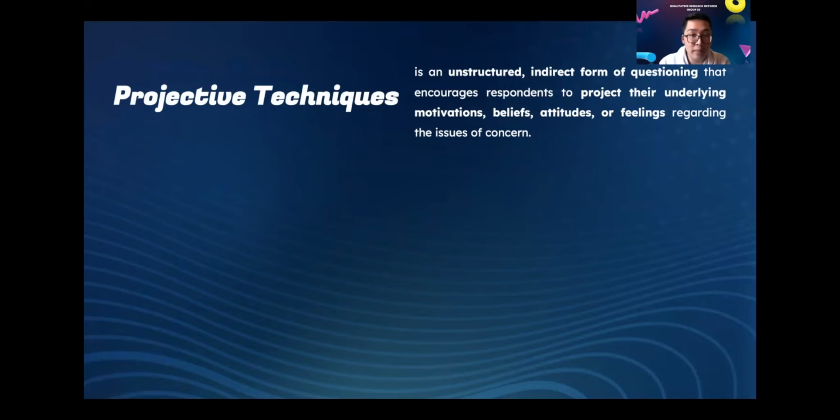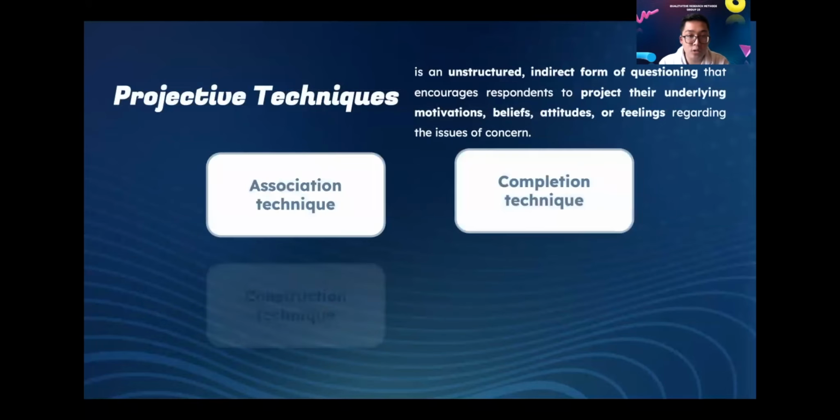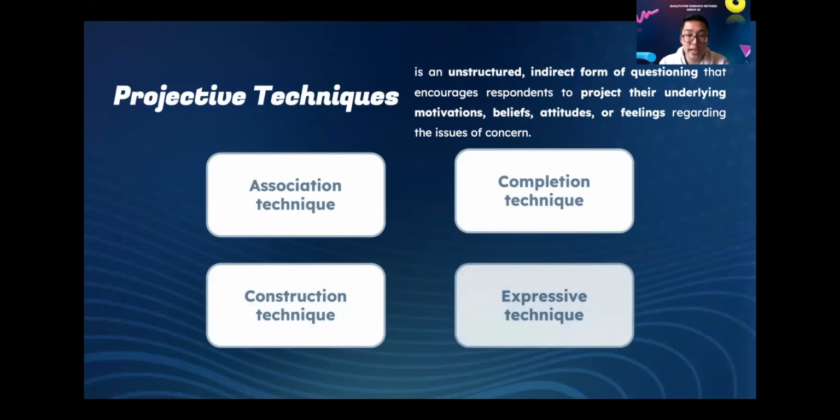So basically, what this means is that, different from the direct technique, the projective technique will try to get information from consumers in a way that they don't recognize, and it is very helpful for many situations that require a deeper understanding of customers when they are shy or when they have emotional barriers. So the four techniques include the association technique, the completion technique, the construction technique, and finally the expressive technique.